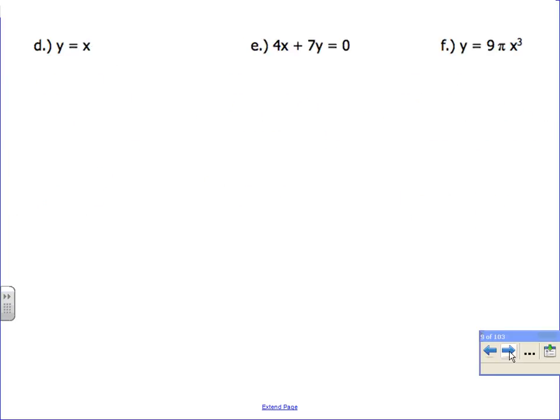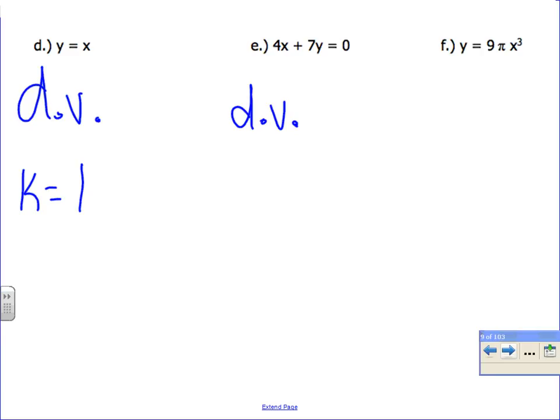Brian V., what kind of direct variation is this? Good. Just regular direct variation because the exponent or power is to the first. Marissa, what's the variation constant? Good, 1. Okay, letter E. Brianna, what kind of direct variation is that? Good, just regular direct variation.